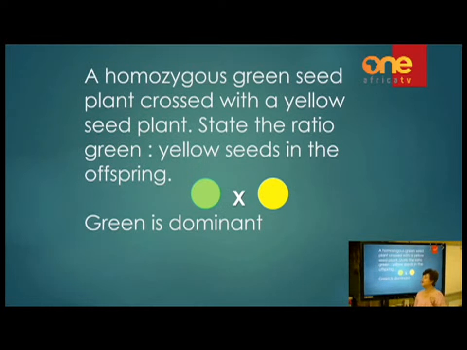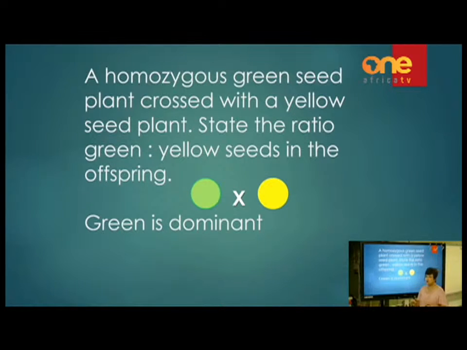So, when we are looking at a homozygous green seed plant crossed with a yellow seed plant, state the ratio green to yellow in the offspring. Now we have the information: green is dominant. Green seed cross with yellow seed. Homozygous green and yellow seed.